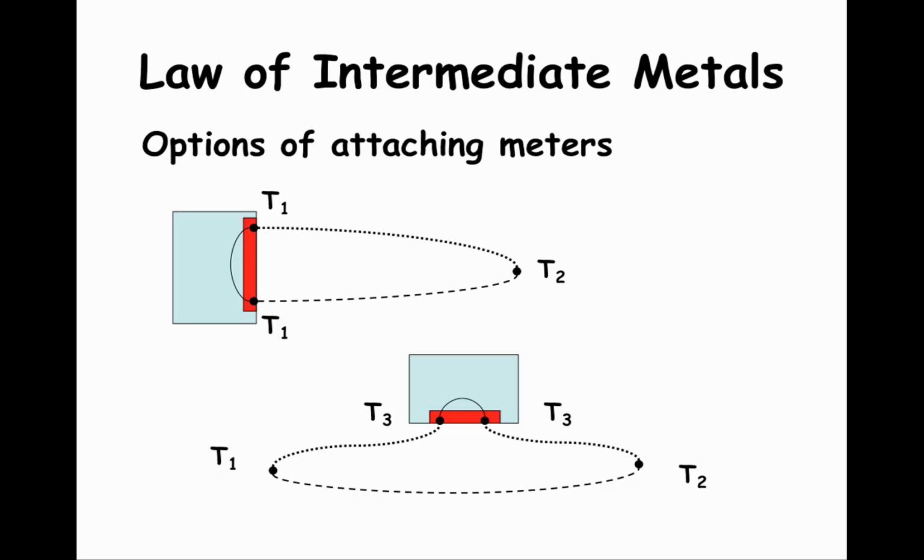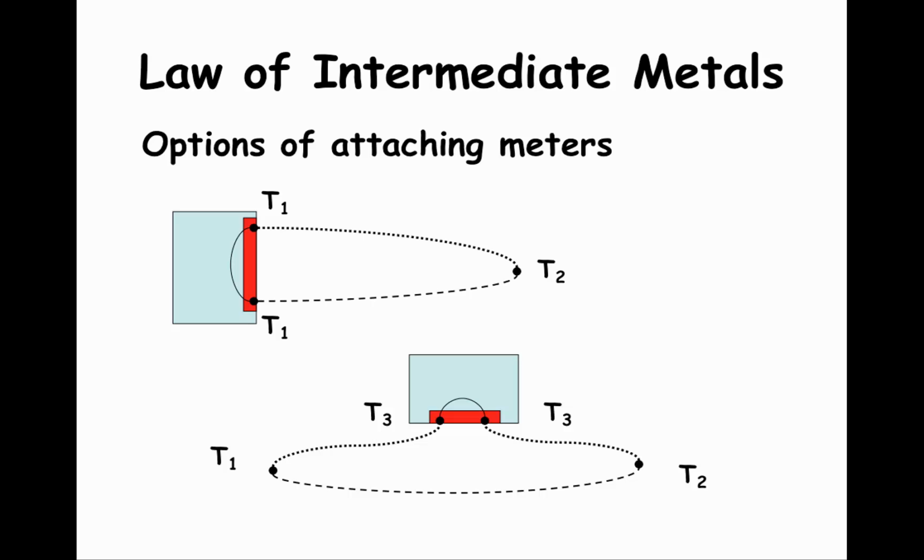Okay, so now we know that we can add a meter. The question is, which way do we want to add the meter? Let's assume that meters use a third metal. So adding the meter adds two new dissimilar metal junctions. The little red boxes represent isothermal bars, which are at the same temperature.